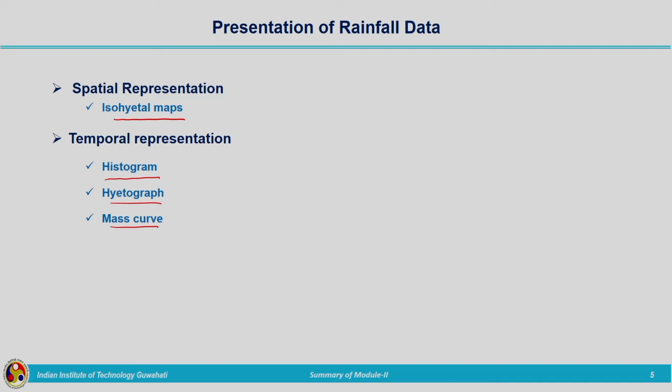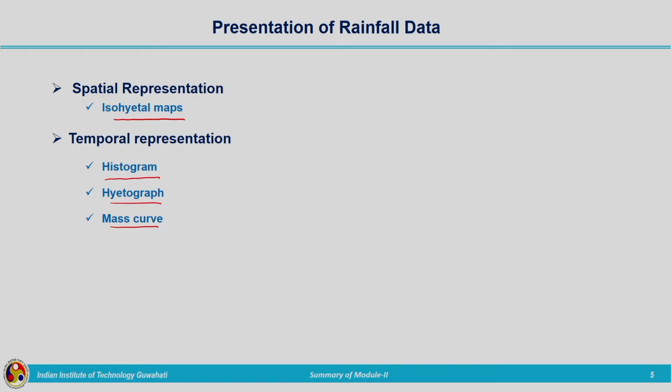Then the third one which we have seen was the mass curve. Mass curve is the representation of rainfall with respect to time only. But in the case of the mass curve, we were plotting the cumulative rainfall depth. Cumulative rainfall depth, that is, from the beginning to the end, the rainfall is added up. The cumulative value is plotted with respect to time. So, that way we will get the total amount of rainfall at the end of the time period, or in between the time period, how much rainfall we have experienced up to that particular time.